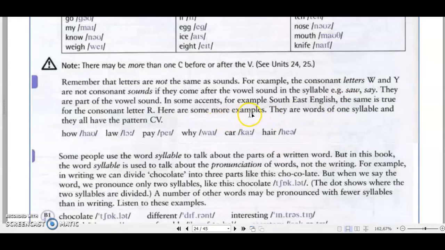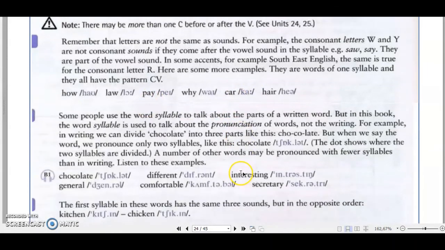Here are some examples. In some accents in the southeast of England, the same is true for the consonant letter R. For example, car, you don't say the R, okay?